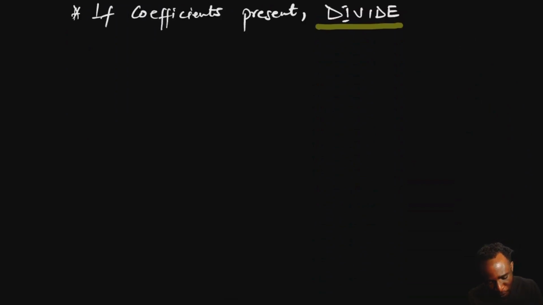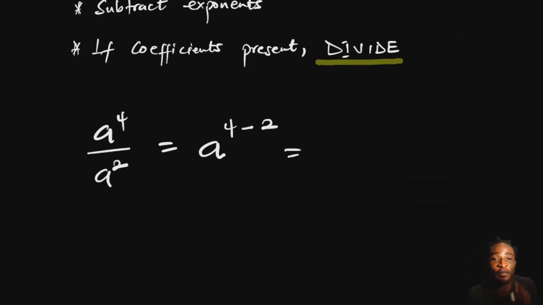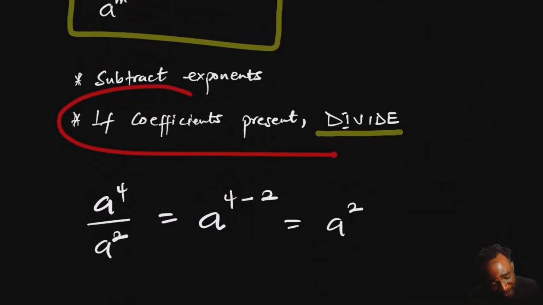So let's take a look at this live in action. We're going to use a similar example like before, but this time in a division form. So I'm going to use a raised to the power 4 divided by a raised to the power 2. So in this case, what do we do? You're right. You write one of the bases and then you subtract the exponents. So a raised to the power 4 divided by a raised to the power 2 is a raised to the power 2. So we write one of the bases over here and then we subtract the exponent, giving us this result.